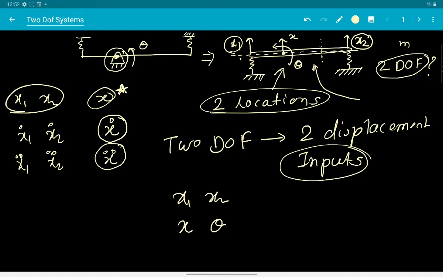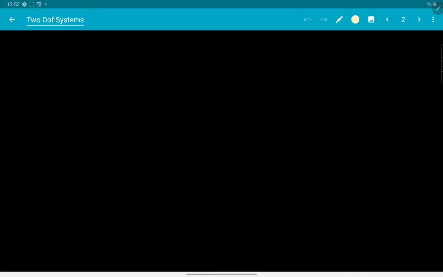However, that's not completely true. There are certain underlying guidelines which don't fall in the purview of this particular course, so we are not going to talk about that. We'll say that we need two displacement inputs, and that's why it is a 2 degree of freedom system. Now our job is to derive the equation of motion for this 2 degree of freedom system. So let's try to do that.